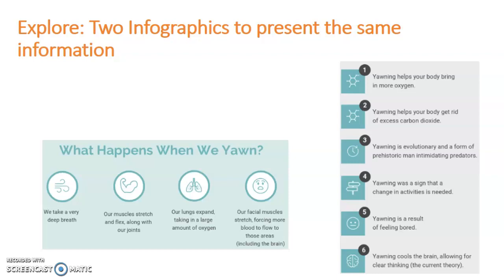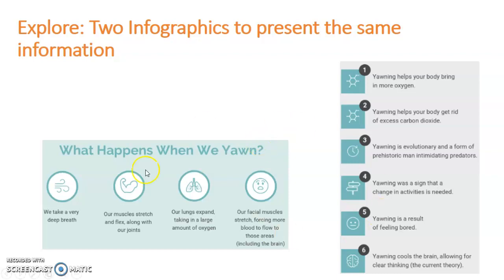Now this is the infographic for the same thing. There are two infographics there. So what happens when we yawn? Okay, it is a science kind of thing, but we'll go through this. Now what happens when we yawn? We take a very deep breath, our muscles stretch and flex along with our joints. Our lungs expand, taking in a large amount of oxygen. Our facial muscles stretch, forcing more blood to flow to those areas, including the brain.